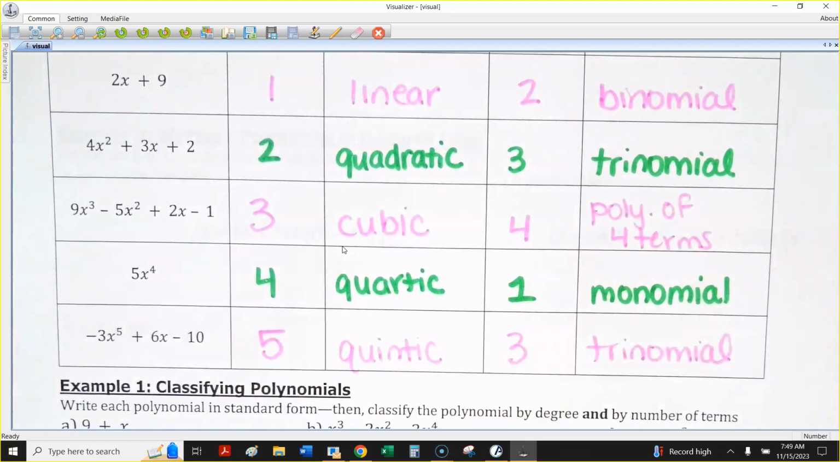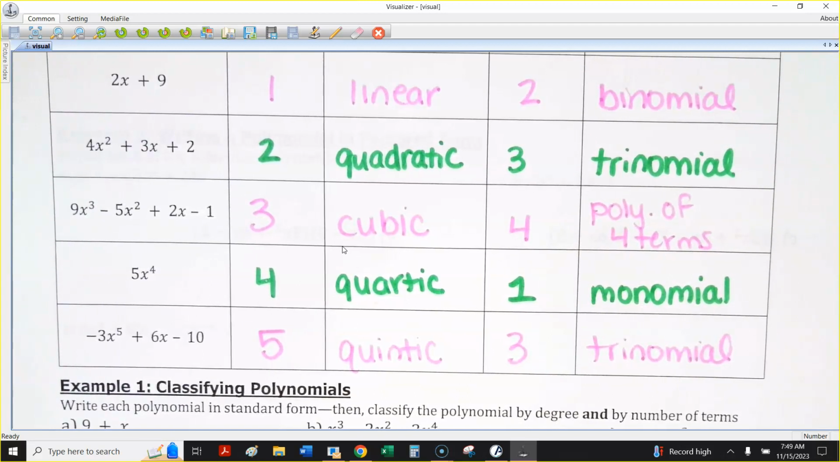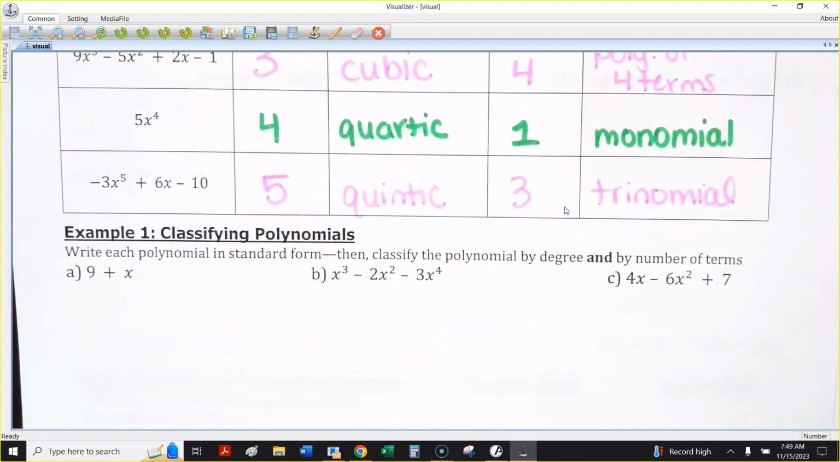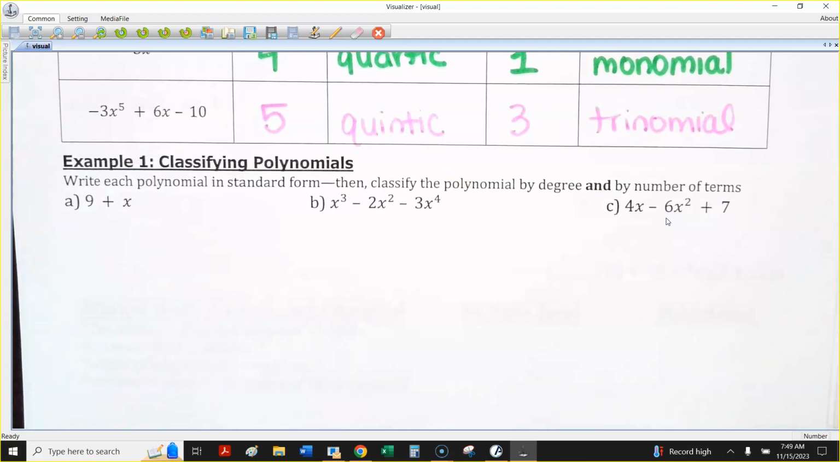So those are all the names that you might run into for labels on these. And we're just going to practice using these terms today. So my first example, none of these are in standard form. So we're just going to rewrite them in standard form. So that just means the highest power of x has to come first. We're going to reorganize these, and then we're going to try to label them based on the names that we had up at the top.